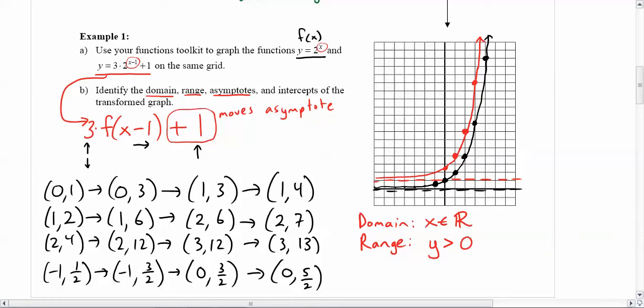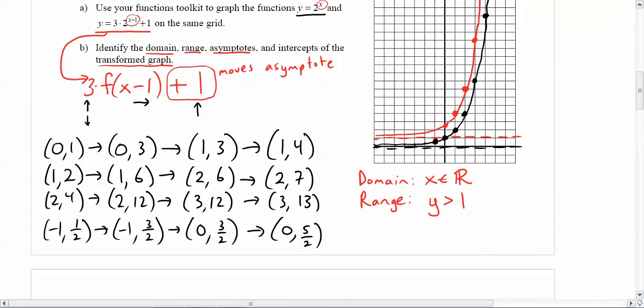Oh, I'm sorry. Yes, this is the original function. I was doing the black one. This asymptote is at 1, so y has to be bigger than 1. That's why I chose the color red. Yeah, we're doing the transformed graph. The asymptote is the x-axis, also known as the line, and again I did it for the other graph, y equals 1.